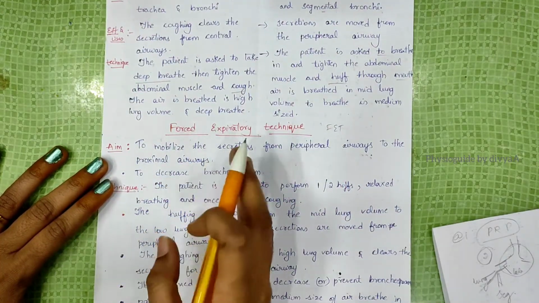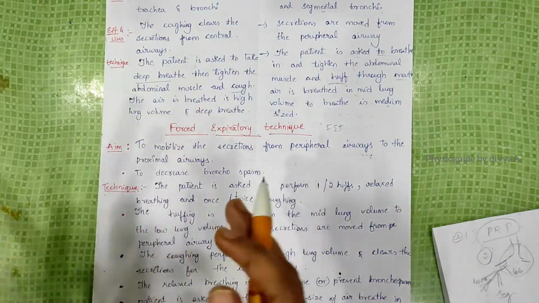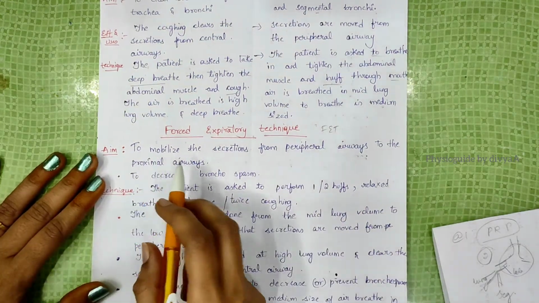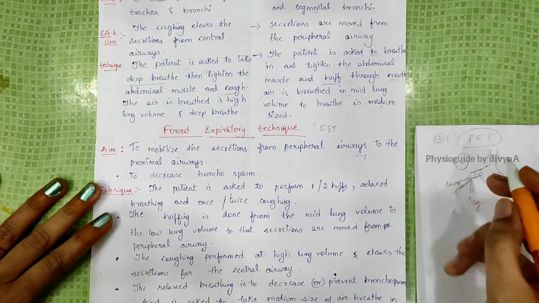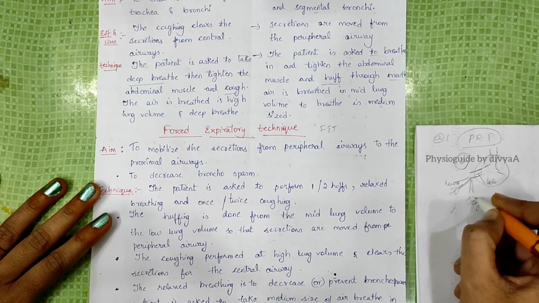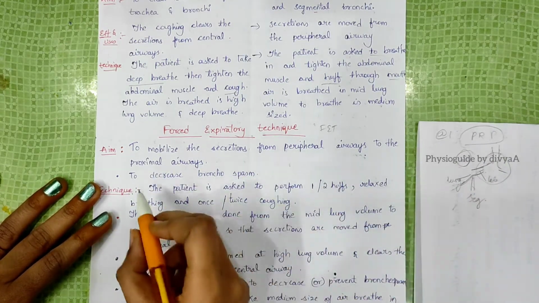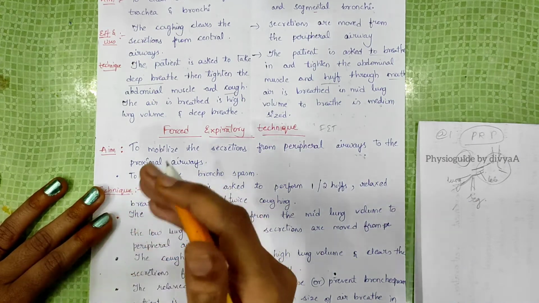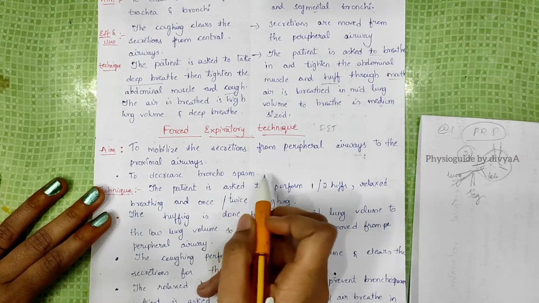What is the aim? First of all, to mobilize the secretions. I'm explaining from the textbook only. Before reading the text, see this video once. To mobilize the secretions from the periphery, meaning from the end of the airways, the peripheral airways, to the proximal, meaning upper airways. The aim of the physiotherapy is to bring them from the periphery to the upper airways and to decrease bronchospasm.